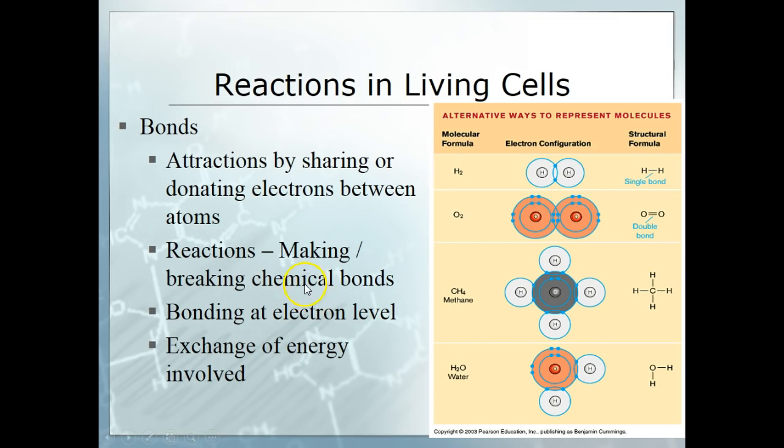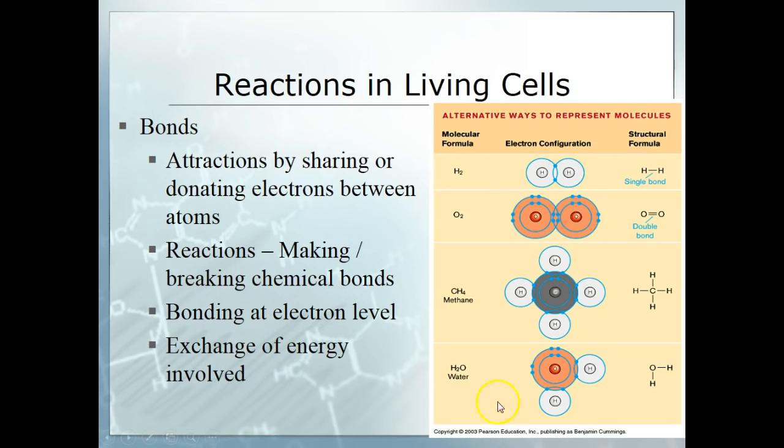Okay, reactions are making or breaking chemical bonds, and when you make or break chemical bonds, you're always going to exchange a certain amount of energy. Okay, when you make a bond, you're going to be storing energy, and when you break a bond, you're going to be releasing energy, which is really, really important when we start getting into the energetics of cell respiration and photosynthesis. Okay, but the bonding is always at the electron level.